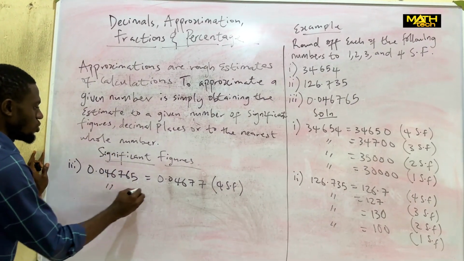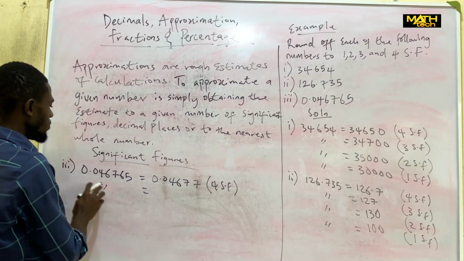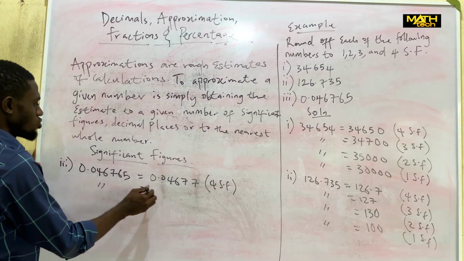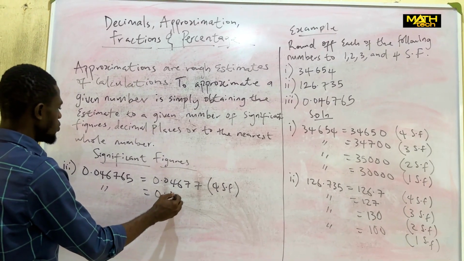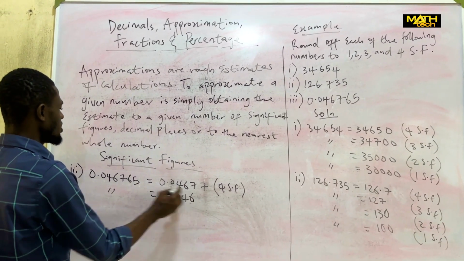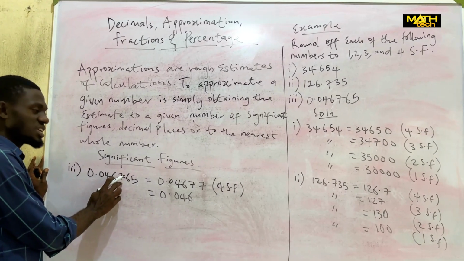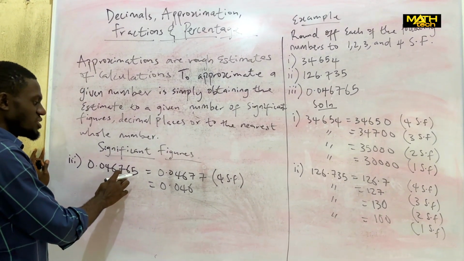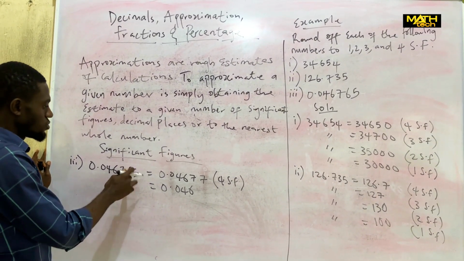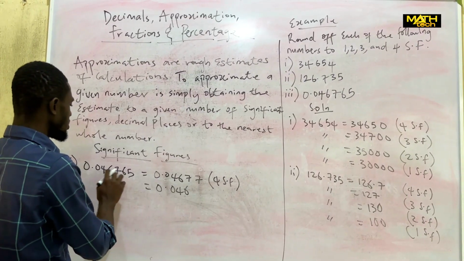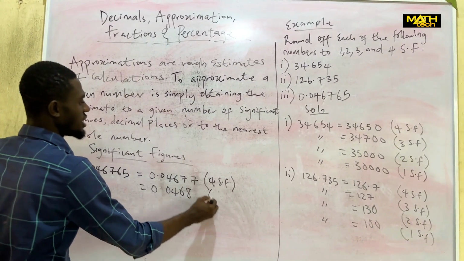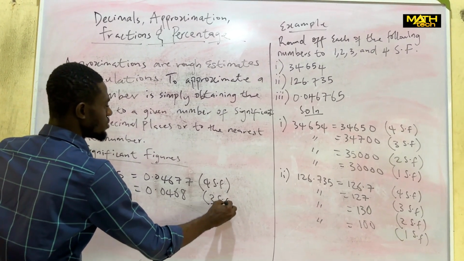And also, for the 3 significant figure, 1, 2, 3. So we have 0.046. 7 is supposed to be the next value, but look at the fourth value, greater than 5. So we round it up and we have here 7 here will be what? 8. And this is our 3 significant figure.